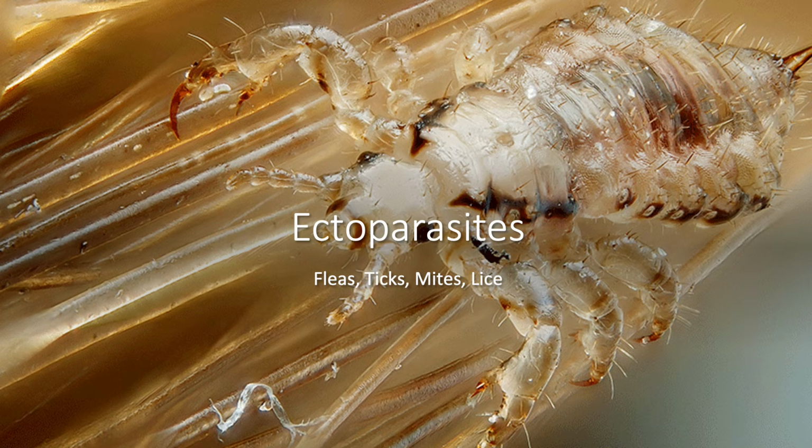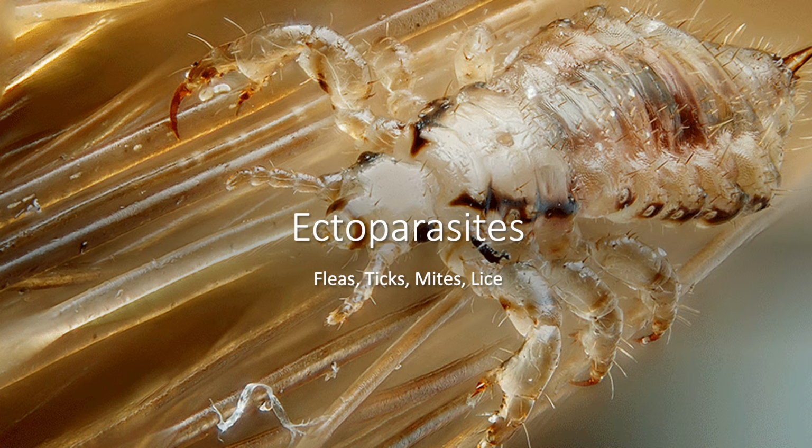The last parasites we're going to cover are the ectoparasites. Ecto means on the outside, so these affect the outside of our patients. And these are typically either insects, so that's fleas, lice, and flies, or arachnids, and our arachnids are the ticks and mites. Just a reminder about the difference.